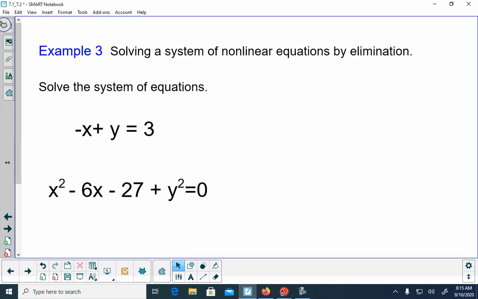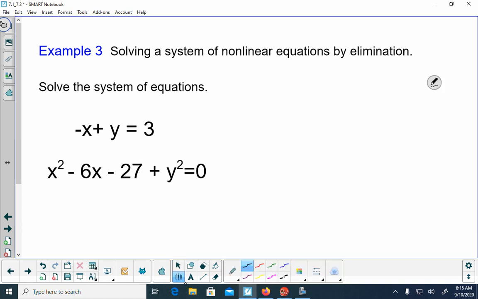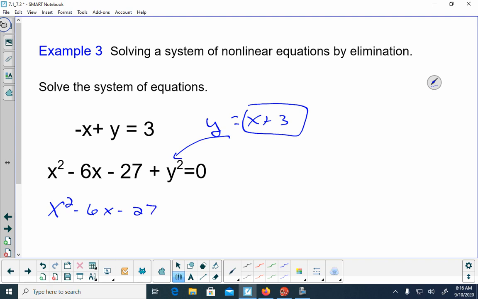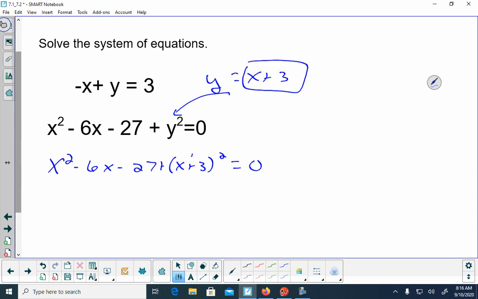If I do substitution, I'm probably going to solve for y in this first equation, and I'm going to say y is equal to x plus 3. I'm going to put this x plus 3 in for the y of this equation. So I'm going to have x squared minus 6x minus 27, and then plus (x plus 3) squared is equal to 0. I'm going to FOIL this, so I'm going to have x squared minus 6x minus 27, then plus x squared plus 6x plus 9 is equal to 0.